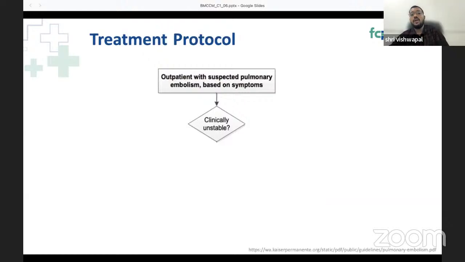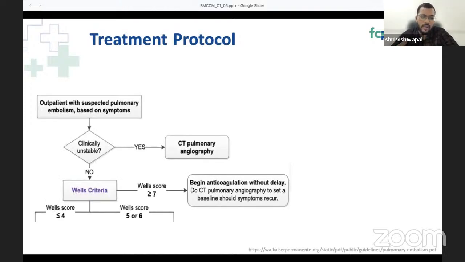Okay, so we'll move on to the treatment protocol now. So our Mr. Cleve, as we know, he just came with those complaints, so we'll have a proper treatment protocol for him. The first step in the protocol is whether the patient is clinically stable or unstable. Looks like Mr. Cleve is stable, right? So we'll just have to do a CT pulmonary angiogram. If the patient is not stable, we have to go for Wells criteria.